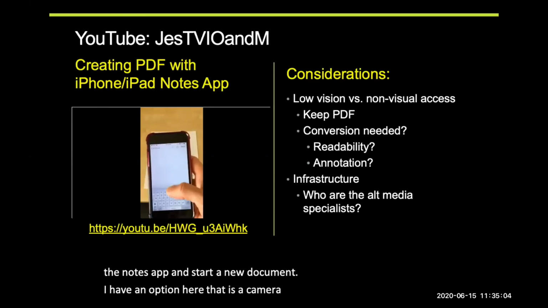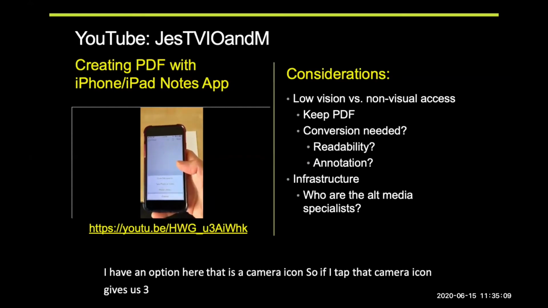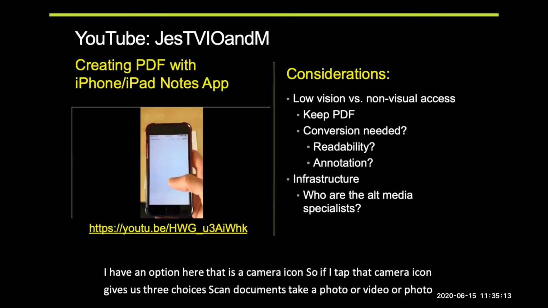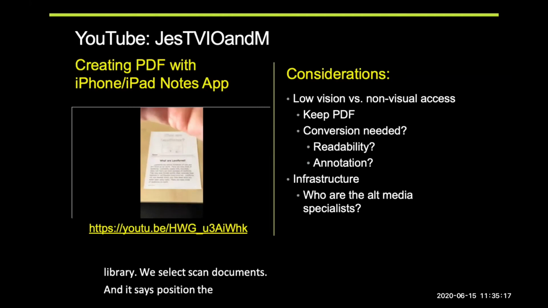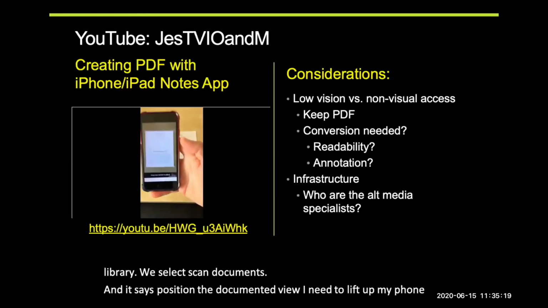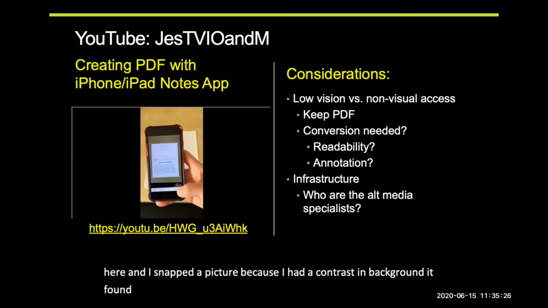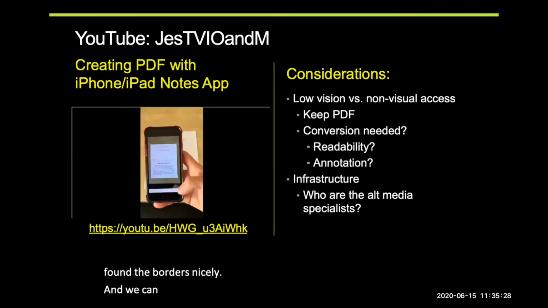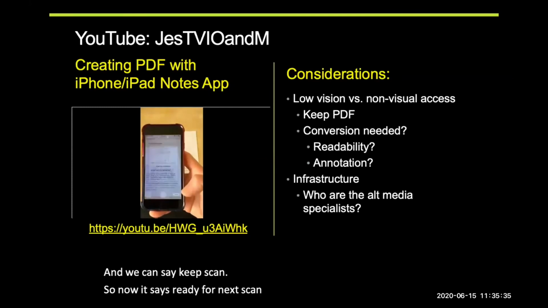If I tap that camera icon, it gives us 3 choices: scan documents, take a photo or video, or photo library. We select scan documents, and it says position the document in view. I need to lift up my phone here, and I snapped a picture. Because I had a contrasting background, it found the borders nicely, and we can say keep scan. So now it says ready for next scan or save. I'm going to go ahead and save.